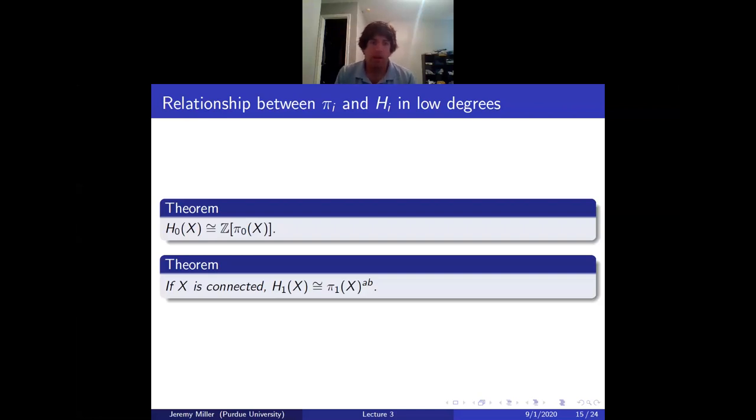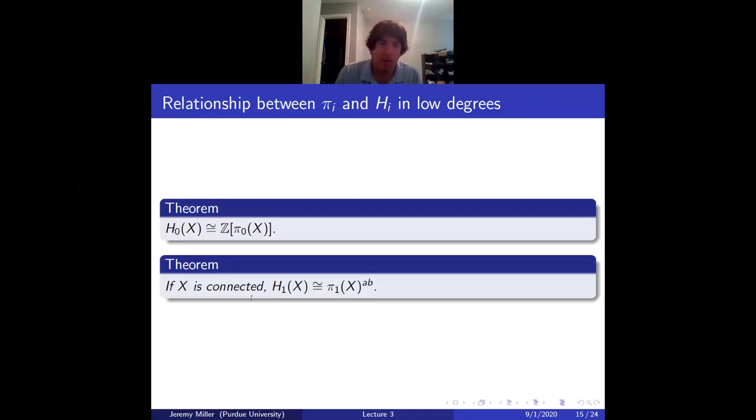Maybe one way of thinking about it is they're as isomorphic as they could be. Pi 0 is a set, H0 of x is an abelian group. You can't compare sets and groups, but you can take a set and turn it into an abelian group by taking the free abelian group, and then they're isomorphic. So this is something hopefully you've seen before.